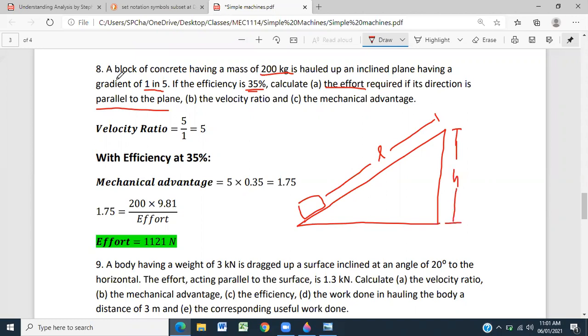And the gradient of this inclined plane is 1 in 5. So that means for every 5 units traveled along the length, that in return gives us 1 unit in height. So 1 in 5. Okay? So the velocity ratio is, of course, distance traveled by the effort, 5, divided by 1, which is 5. So the velocity ratio is 5.